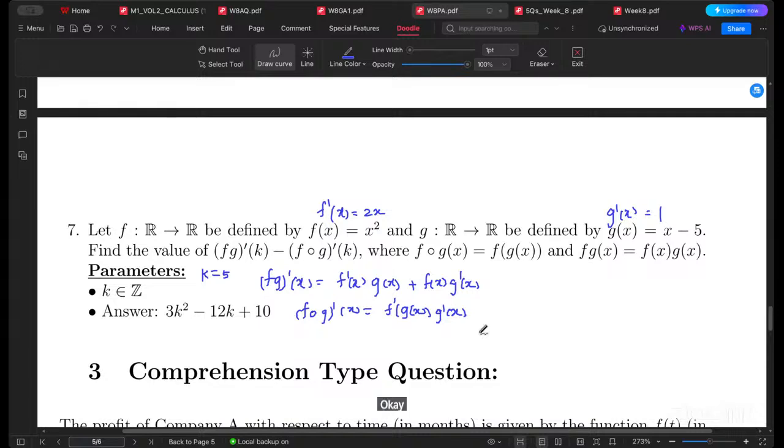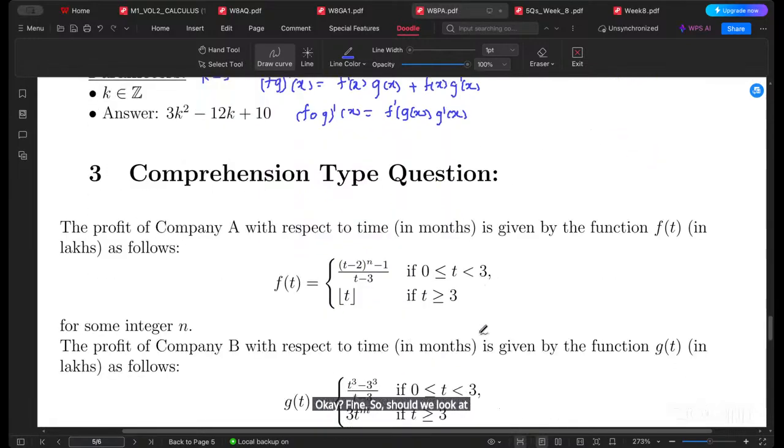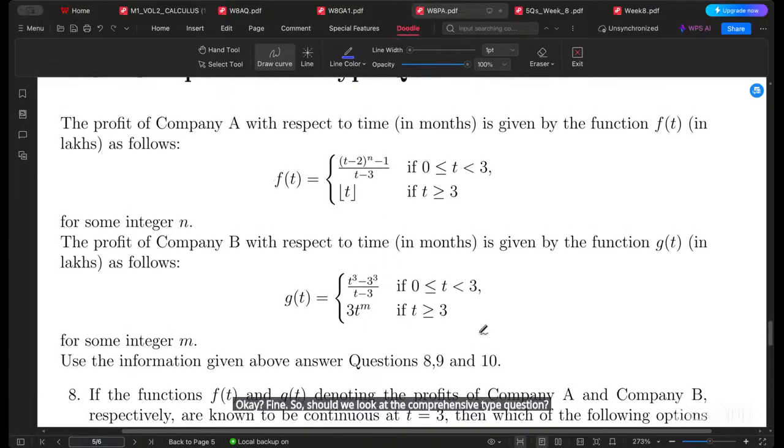Okay. Fine. So should we look at the comprehensive type question? Do you want me to do this? Ma'am, if time permits, then yes, it will help to understand. All right. Okay. So let's look at this comprehensive question here.